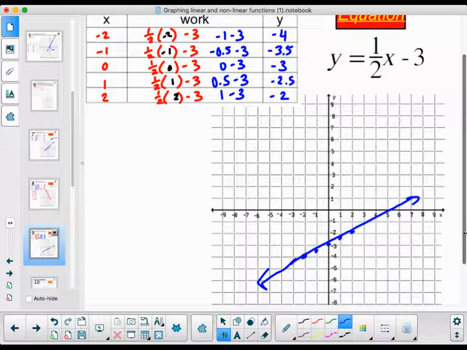So hopefully you're catching on to this. The snail method literally is just plug in a number, do the math with it, and get your output, or get your y value from that.